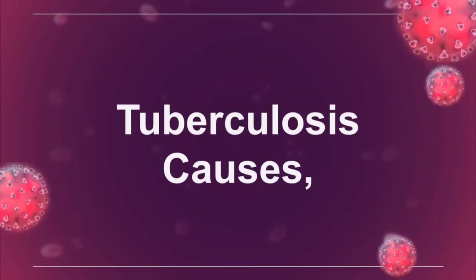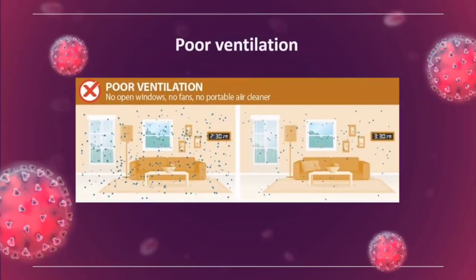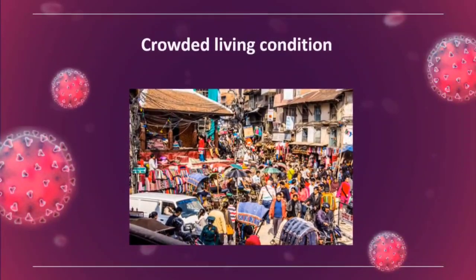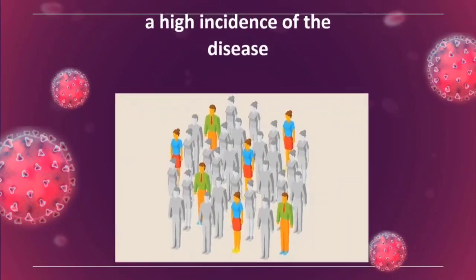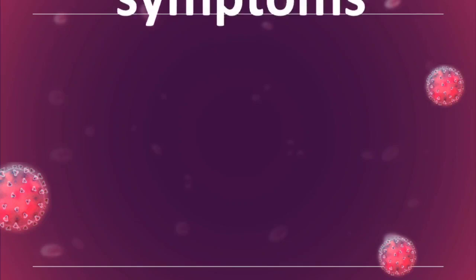Tuberculosis causes. This disease is spread through the air when an infected person coughs or sneezes and someone else inhales the bacteria. TB is more common in places with poor ventilation, crowded living conditions, and a high incidence of the disease. Other factors that increase the risk of tuberculosis include a weakened immune system, such as in those with HIV or diabetes, and exposure to someone with active tuberculosis.